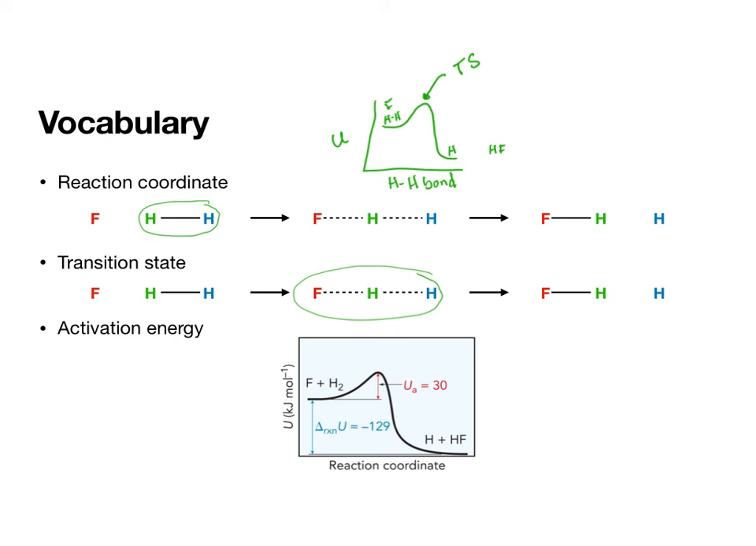And then the last piece is the activation energy. The activation energy is really talking about how much energy it is going to take to get over top of this hump. And so in order to reach the transition state, some energy is always going to need to be added. And how much energy has to be added is the activation energy.